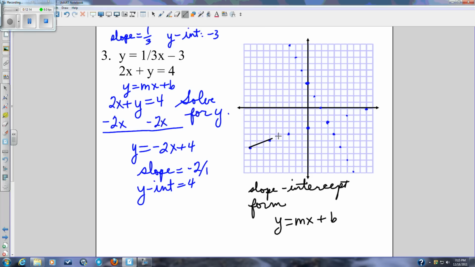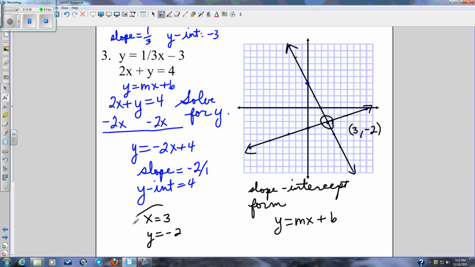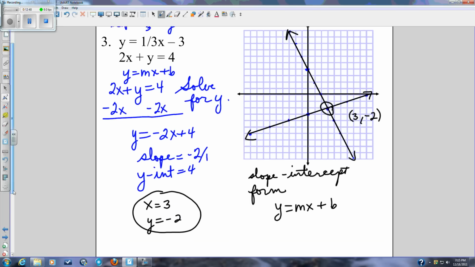We can already see where these lines are going to meet, which is exactly what you want. Put our arrows on the ends of the lines, and it appears that the lines have met at the point 3, negative 2. So that means that our solution for x is 3, and for y it is negative 2, which will satisfy both of those equations.